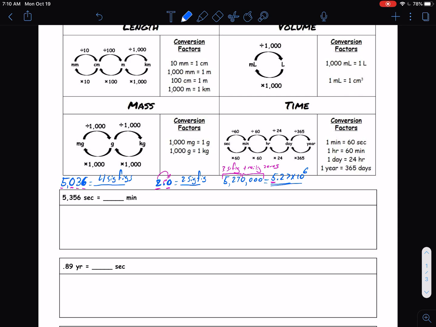So let's get into the actual problems. We're going to call this one number 1. We're going to call this one number 2. Right now, what I would like for you to do is solve number 1, keeping the proper number of sig figs in your final answer.